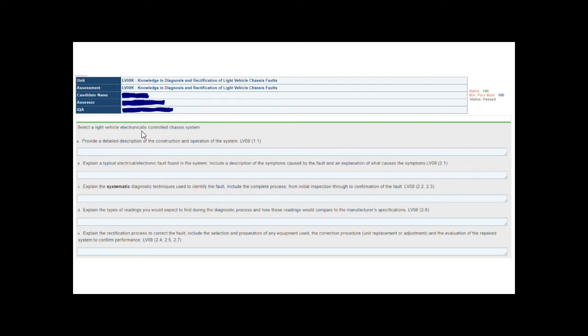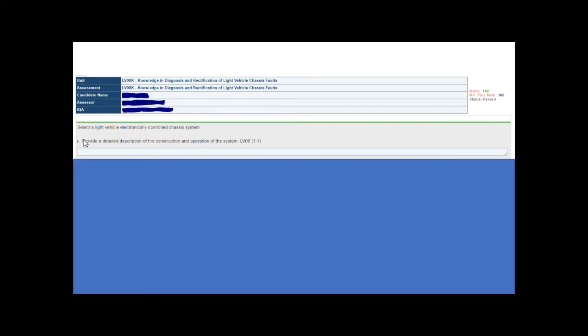Now the first thing that you need to do, I'm going to focus in on the first section. It says you must provide a detailed description of the construction and operation of the system. Now, personally, I think this is the most important part of this assignment. I'm just going to uncover the rest of it.